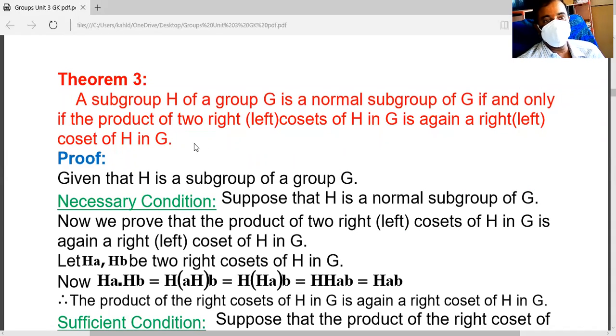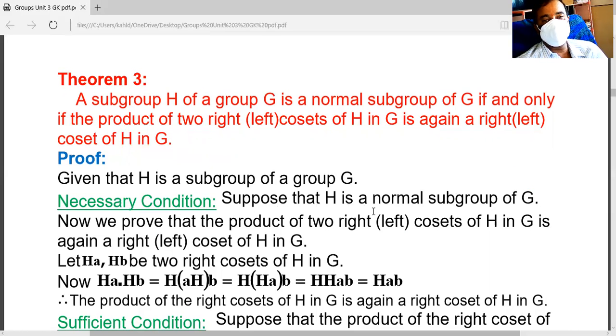What do we want to prove? The product of two right cosets of H is again a right coset of H in G. It can be applied for the left cosets also, which is why we have written it in brackets. If we take right here, then we have to take right here also. If we take left here, then we have to take left here also. I am going to prove this theorem with the right cosets.